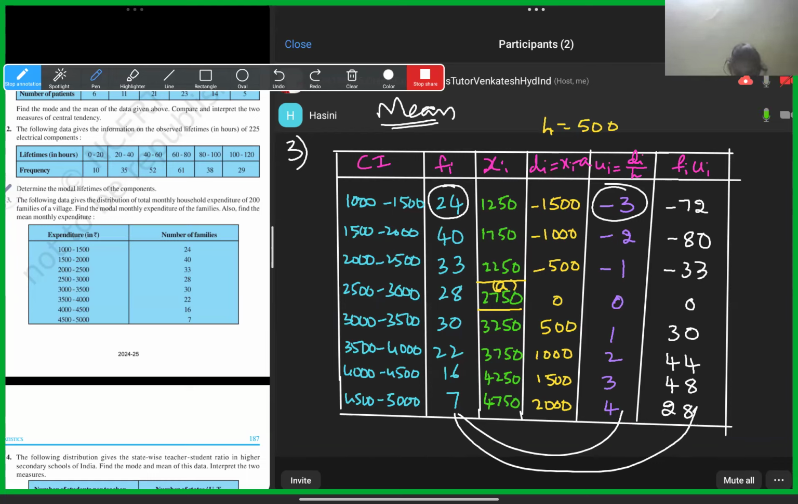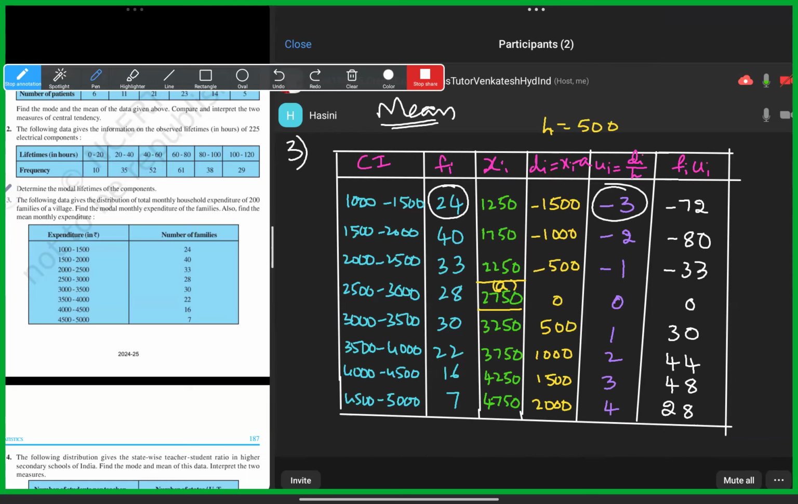Now we will do the addition of the fi ui column and the fi column. The sum of all the frequencies is given in the question also: it is 200 families. So if you add the fi values, you will get 200 only. Sigma fi is 200.